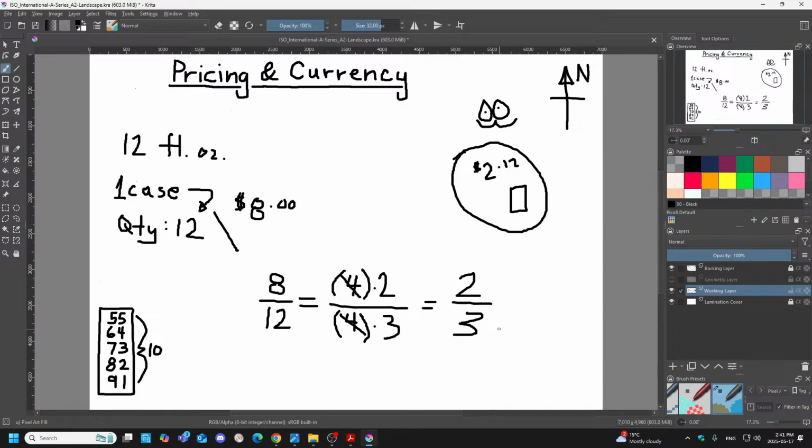2 divided by 3, yeah, 0.67. So I was correct. So there we go. That means each can is a better deal when you buy the case. You're basically paying 67 cents per can. So you're better off in the long run to purchase the case. Okay, that was unit price.